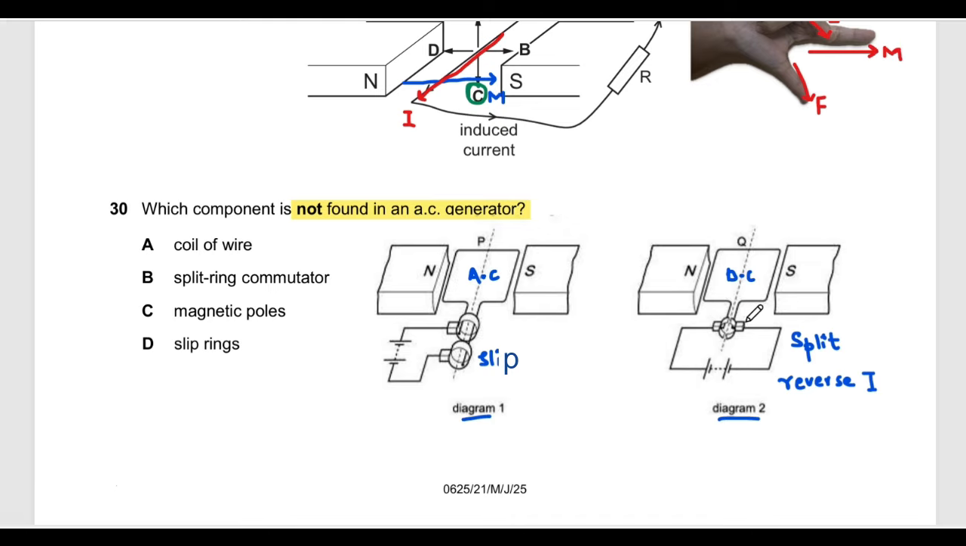So according to our question, which thing is not found in AC generator? AC generator has slip rings. Split rings are not found in AC generators, they are found in DC motors.